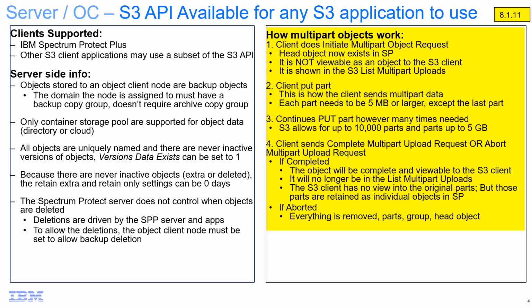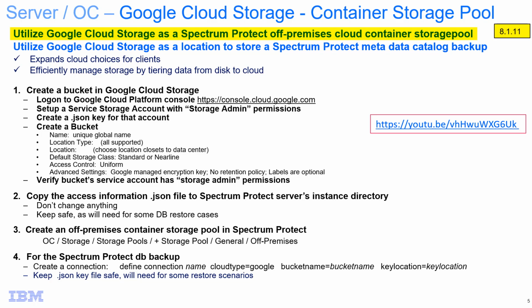So if it is completed successfully, then the object will be complete and viewable to the S3 client to do a restore from. It will no longer be in the list of multi-part uploads, and the S3 client has no view into the original parts, but those parts are going to be retained as individual objects in Spectrum Protect. If you look at my demo, I show you how these objects look inside of Spectrum Protect itself. If that multi-part upload request is aborted, then everything's going to be removed: the parts, the group, and the head object.